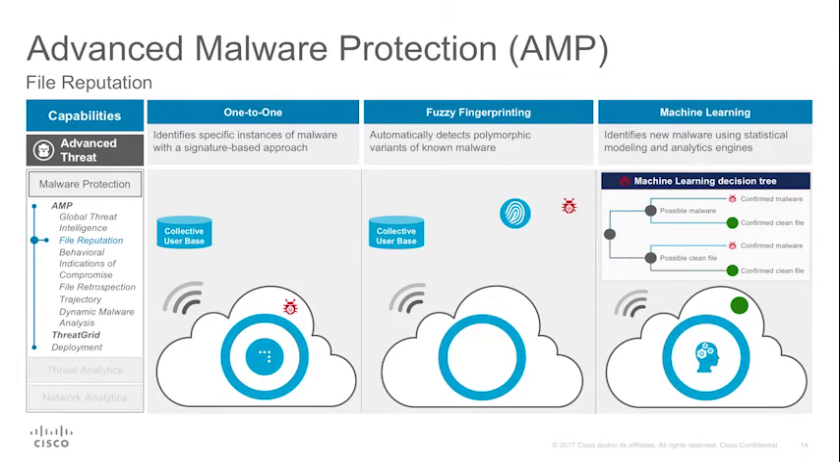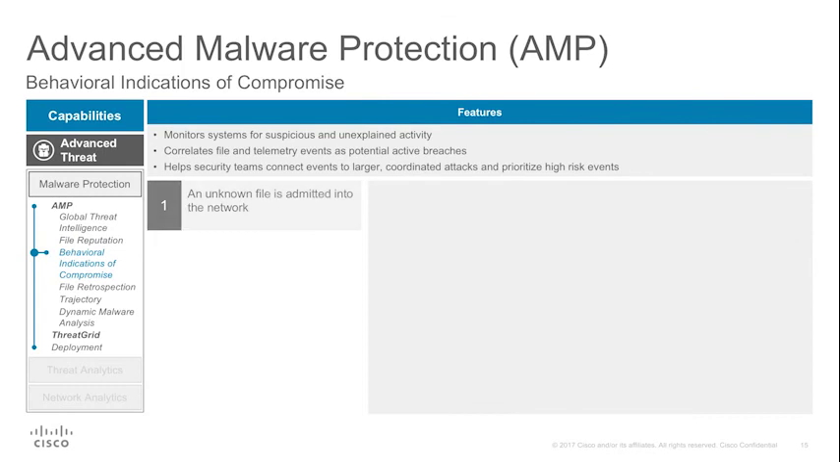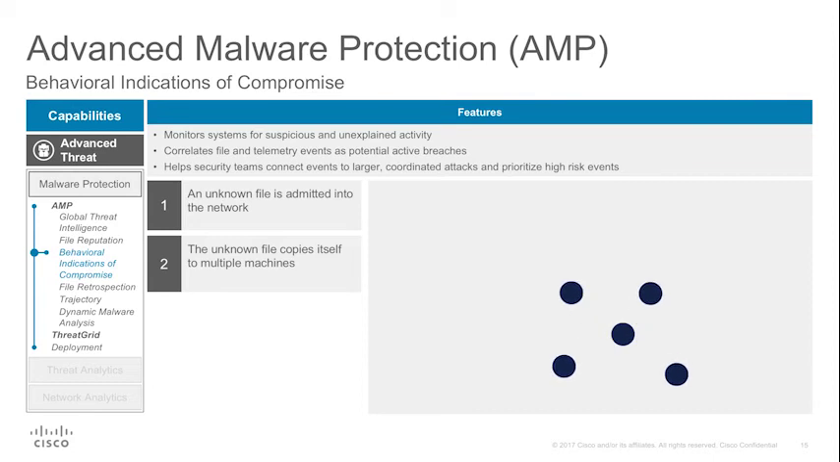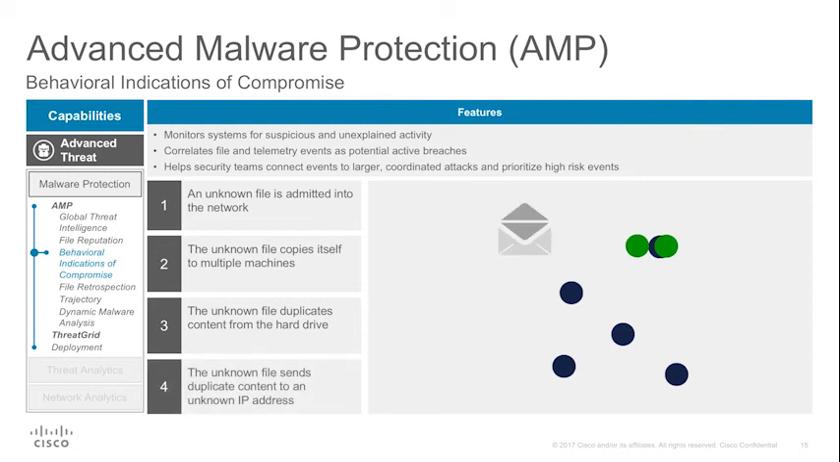Behavioral indications of compromise uses complex behavioral clues, rather than a fingerprint or signature, to identify malware on a network. For example, if an unknown file is admitted into the network, this unknown file copies itself to multiple machines. It then duplicates content from the hard drive. Finally, it sends this duplicate content to an unknown IP address.